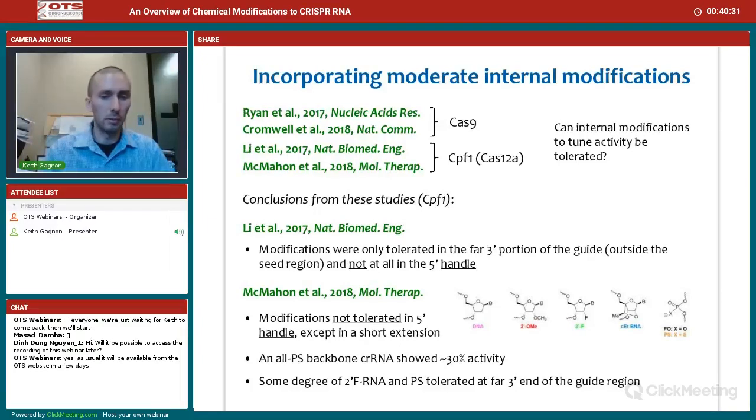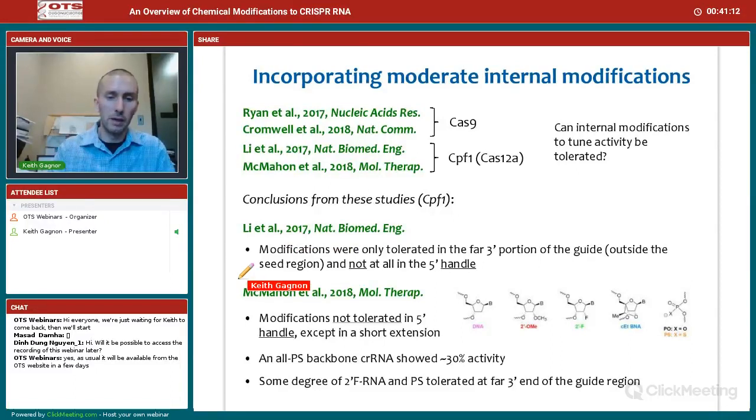We also found the same thing in the McMahon et al. paper, which was in early 2018. Modifications in this 5' handle are not well tolerated. This can be easily explained because the 5' handle forms a very unique pseudoknot structure. It forms a stem, and then it folds back and interacts with the loop of the stem. And then the Cpf1 wraps around this really nicely. So it goes without saying this is a very, very, very sensitive structure.